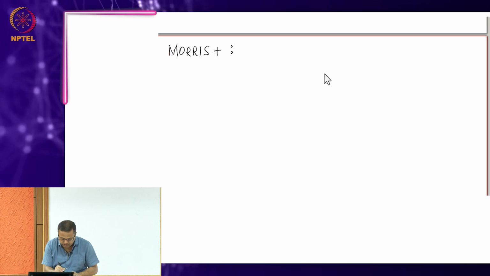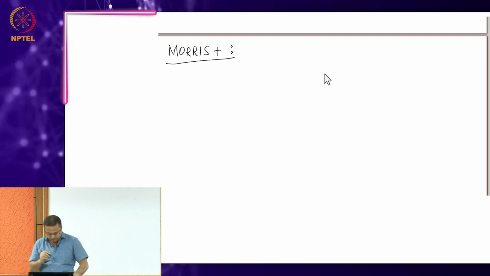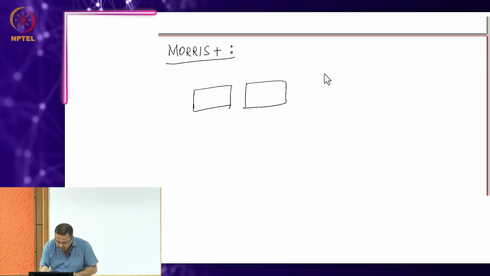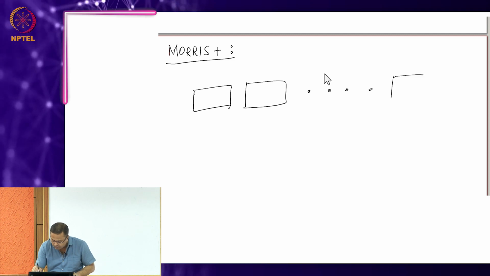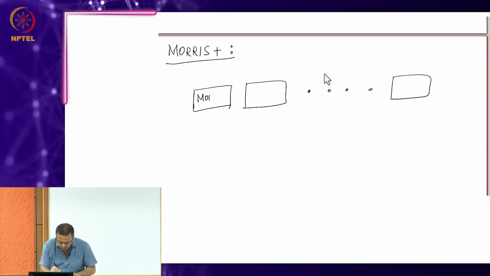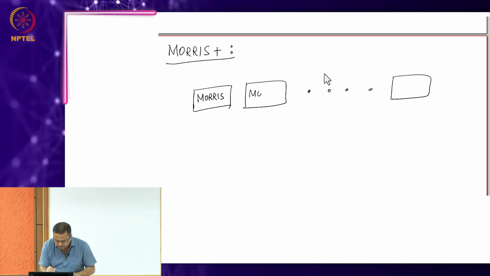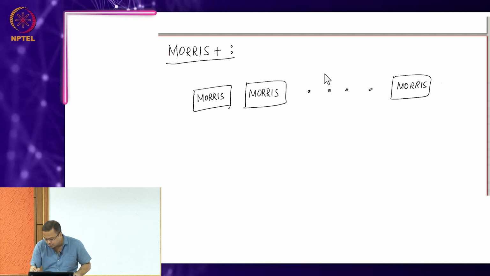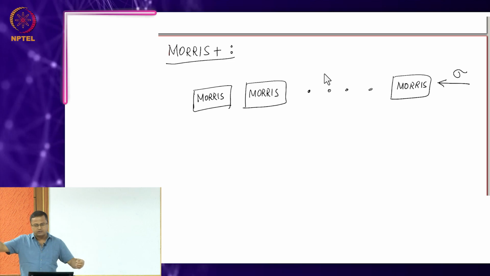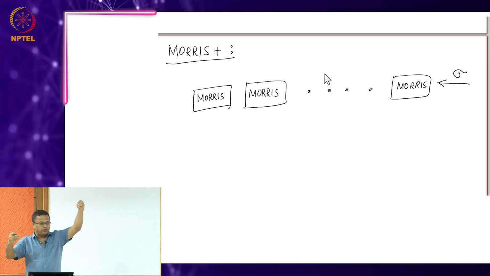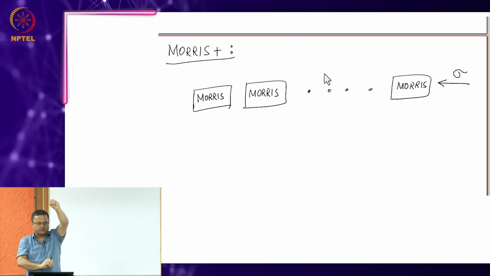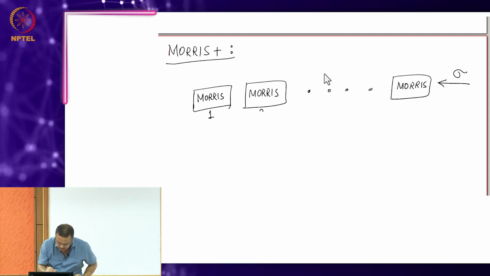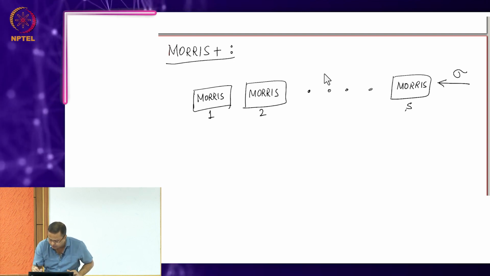So, let me call it Morris plus. So, what do I have? These are all my Morris instances. The same stream, so I have only one stream, is being fed into parallel runs of Morris. So, these are say S many. This is the first one, this is the second instance, and let me call this space to be some S.